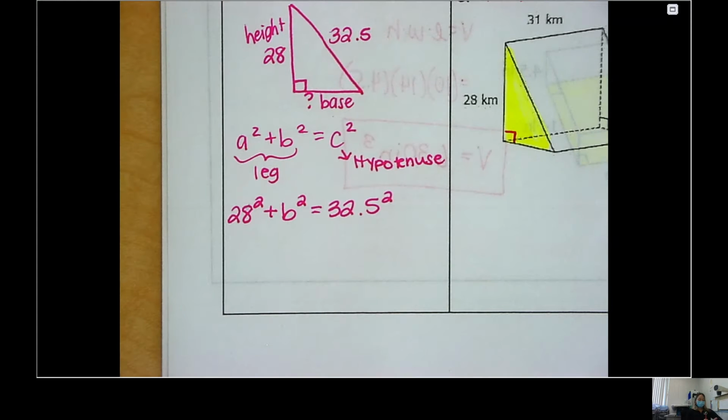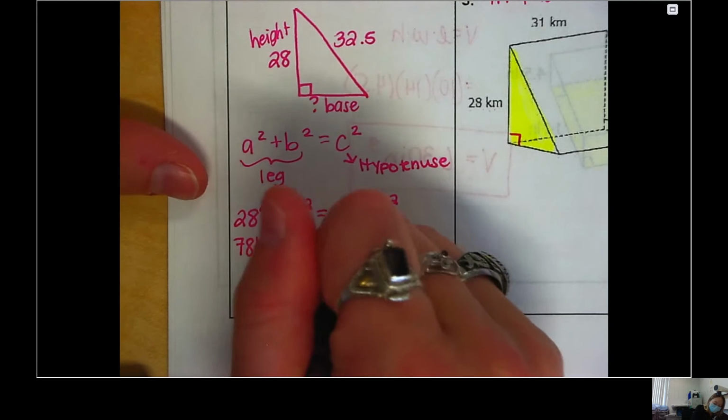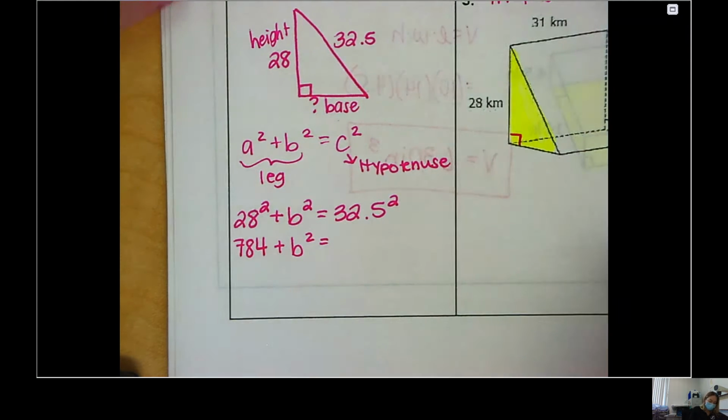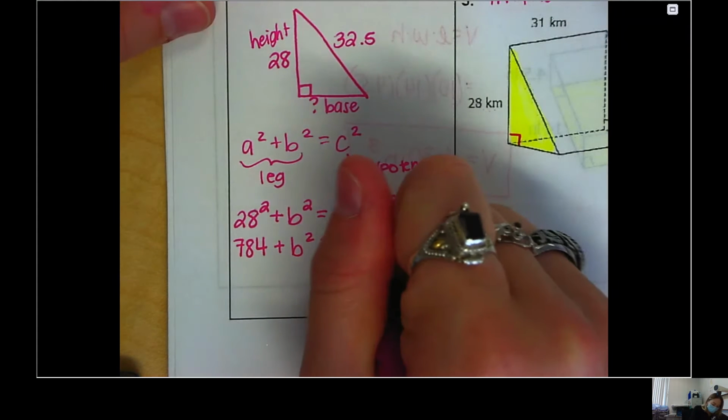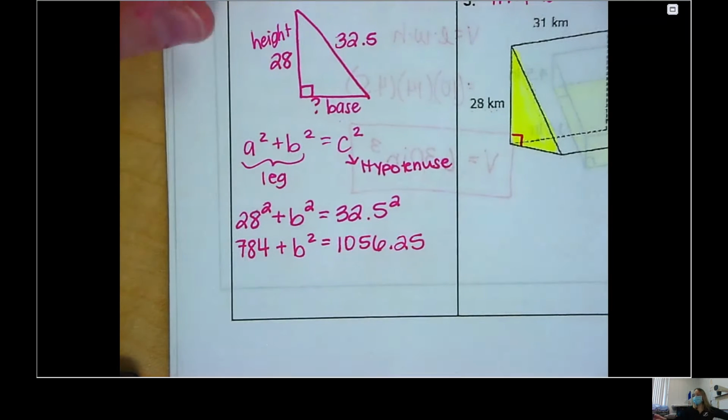28 squared is 784. 32.5 squared is a big number: 1056.25.